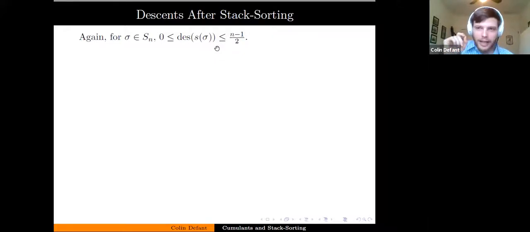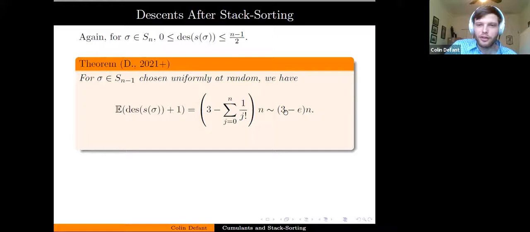But I can prove that it exists using these cumulants and the free probability. And not only does it exist, but it's actually very nice. It's just 3 minus e, where e is Euler's number. So it's just this very simple thing.